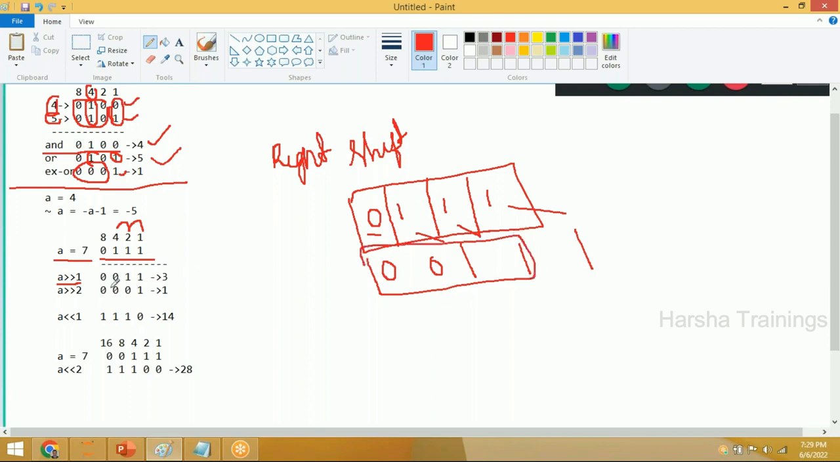Now if I shift 1 bit to the right side, what is happening? This is 1 2 4 8. Can you please tell me what is the output? This is 2 and this is 1. Is it 3? Can you please tell me the result?